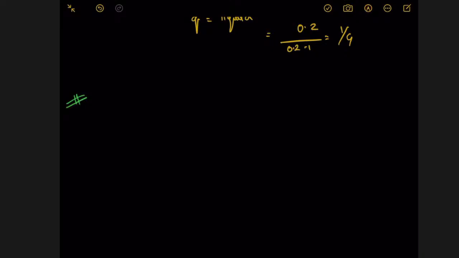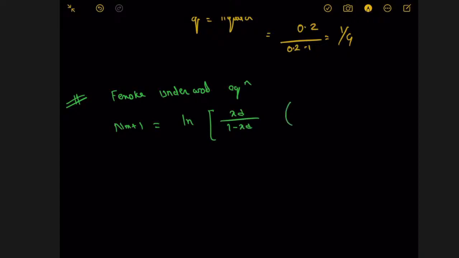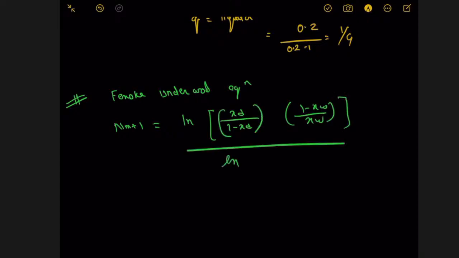Next is the Fenske-Underwood equation. It is used to calculate the number of plates. Nm plus 1 equals ln of xt upon 1 minus xt, times 1 minus xw upon xw, upon ln of alpha average. Okay. So here, one will include that it is including the reboiler.